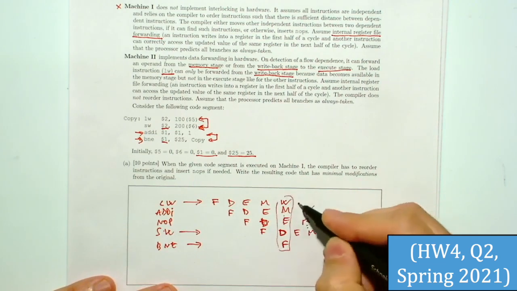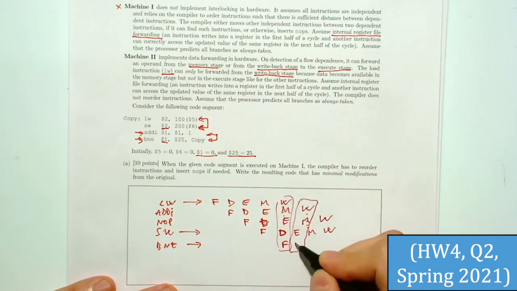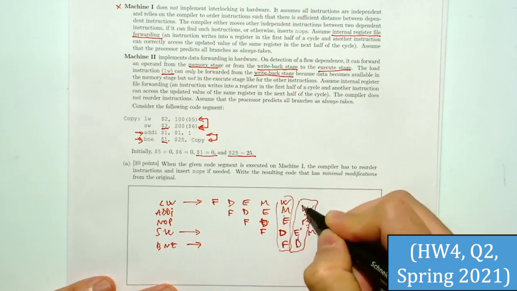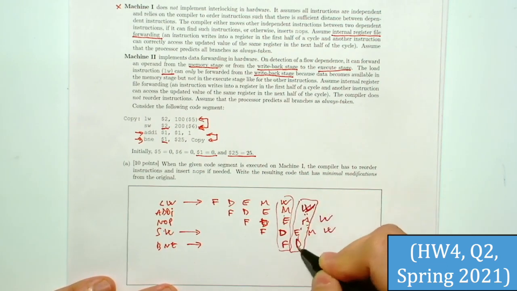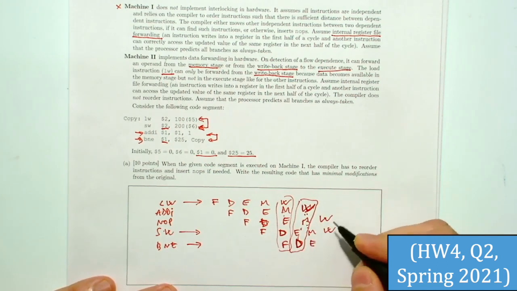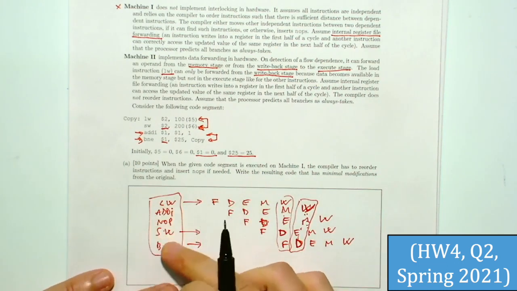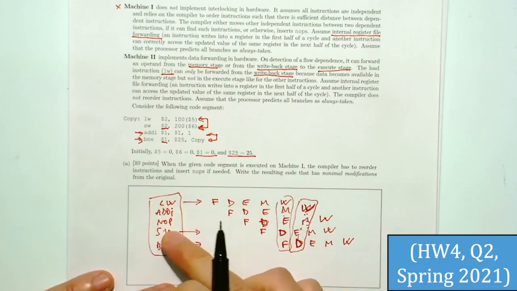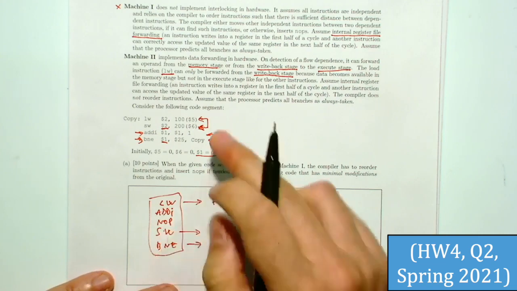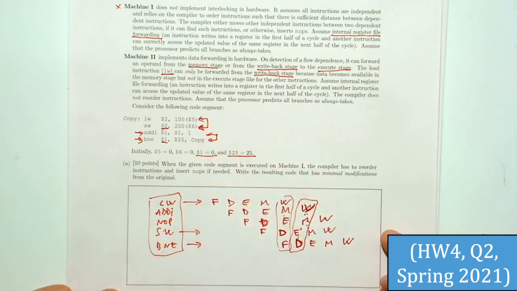So this is not very well aligned, but this is the decode phase. So when we get here, we can read the register from here. So we can execute, memory and write back. So this is basically the final code that the compiler needs to generate to execute this code correctly in machine one. Any questions here? Okay.